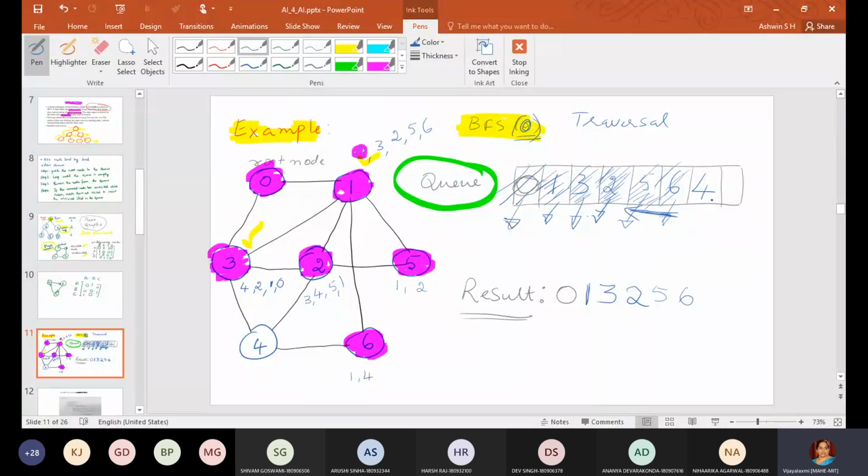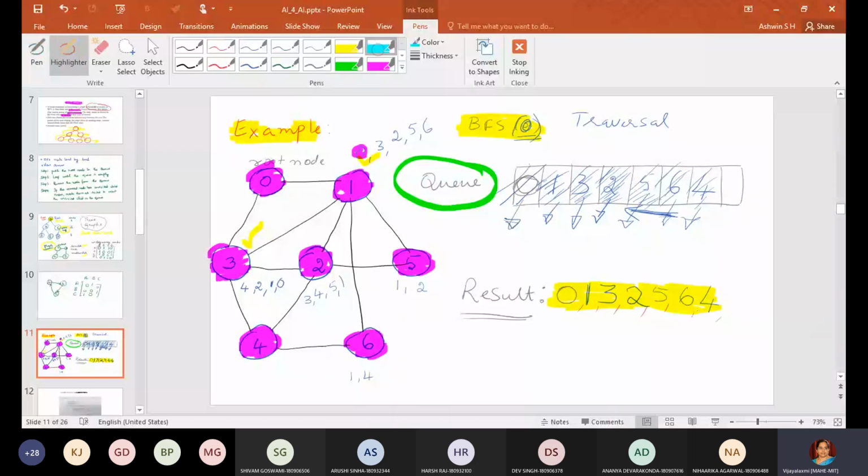Then I will take 4 out, so 4 will come out. This is the entry 4, and this will be colored. Again, what are the child nodes? 3, 2, 6, which are already covered. So 0, 1, 3, 2, 5, 6, 4. This is the breadth first search started with the vertex 0. We have got 0, 1, 3, 2, 5, 6, 4.